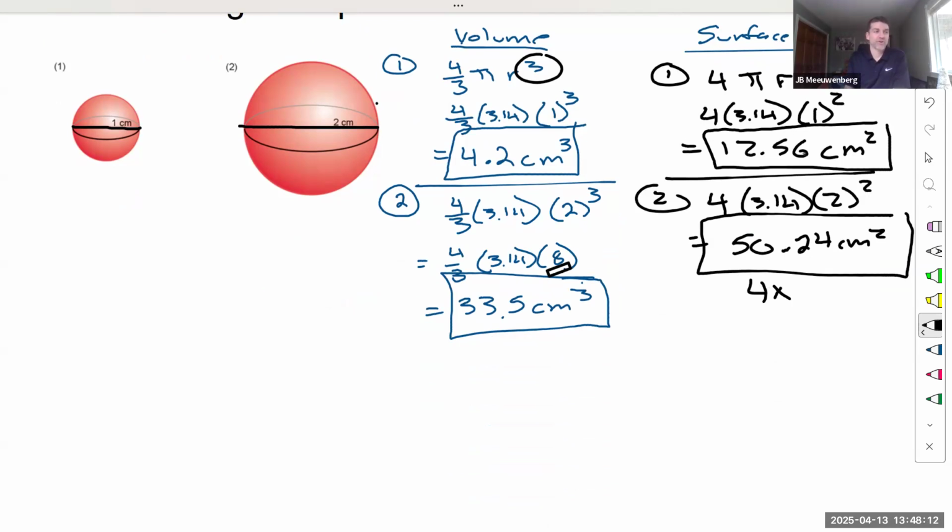So we had a surface area here of 12.56, and here of 50.24, which is exactly 4 times greater than this one. Why is that? Notice the volume was 8 times bigger. The surface area was 4 times bigger. Again, it's because we end up squaring that radius instead of cubing it. That's where that difference comes in.